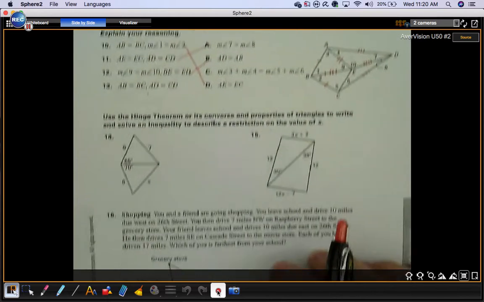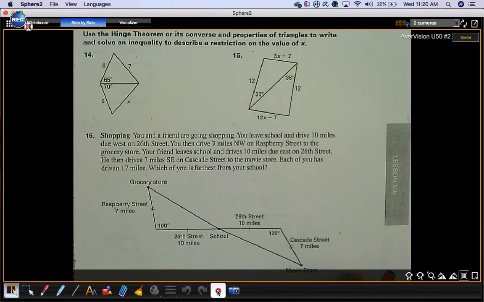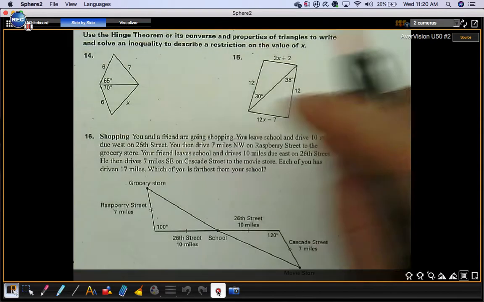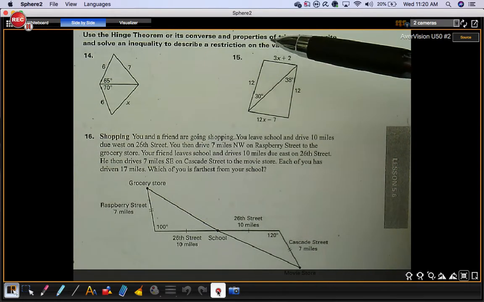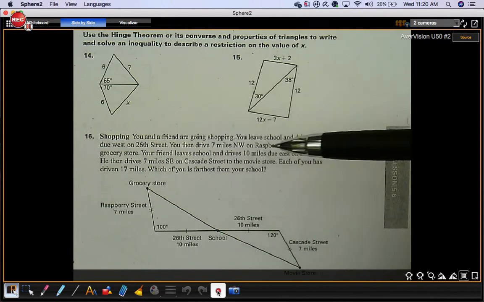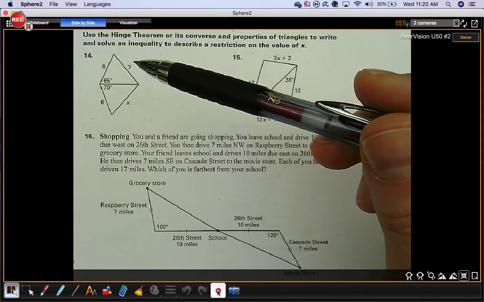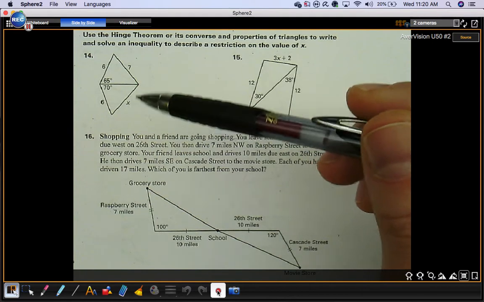This is practice A for section 5.6. We're going to use the hinge theorem or its converse and properties of triangles to write and solve an inequality to describe a restriction on the value of x. That sounds complicated. Basically they want you to figure out what x could be.